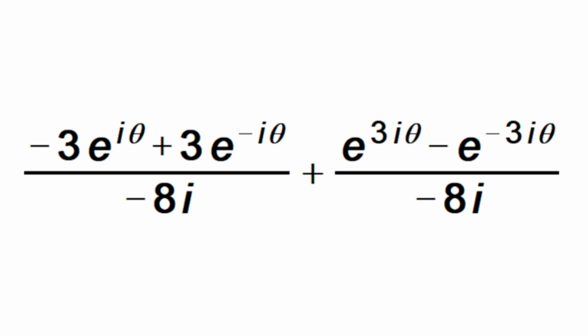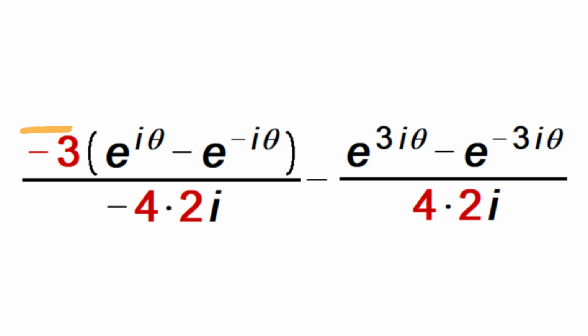We need two fractions to get back to sine theta. Now we factor minus 3 from the numerator to get negative 3 times e to the i theta minus e to the negative i theta over 4 times 2i. We need to write it this way so we can see how to get back to the sine function. The second fraction is now rewritten as negative e to the 3i theta minus e to the negative 3i theta over 4 times 2i. Again, we need to separate the 8i into 4 times 2i.